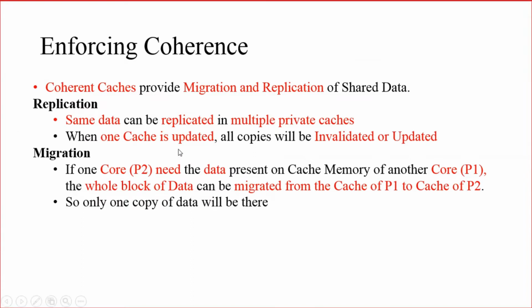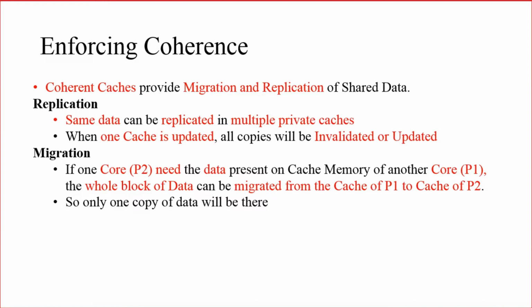So when one cache is updated, all the other copies should be either invalidated or updated. If you are updating one cache copy, all the other copies of the same data should be either invalidated or updated. So what do you mean by invalidation and updation? These are the two methods used for updating a particular location. For that there are two protocols, known as cache invalidation protocol and cache updation protocol. That we will see in the forthcoming slides.